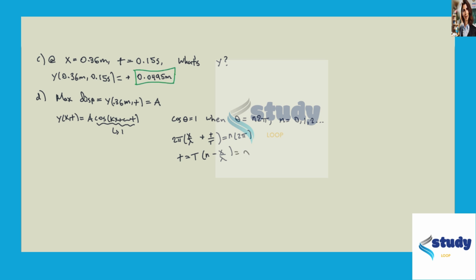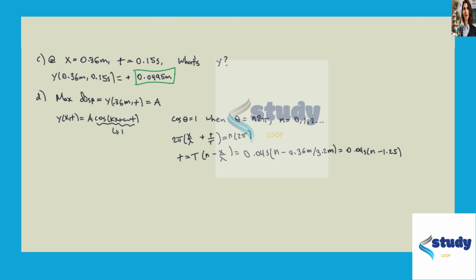which when you plug in numbers is 0.04 seconds times the integer we're looking for. So all I'm doing here is trying to solve for n, the integer.